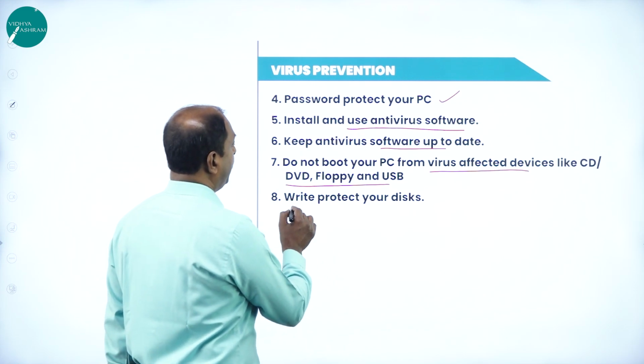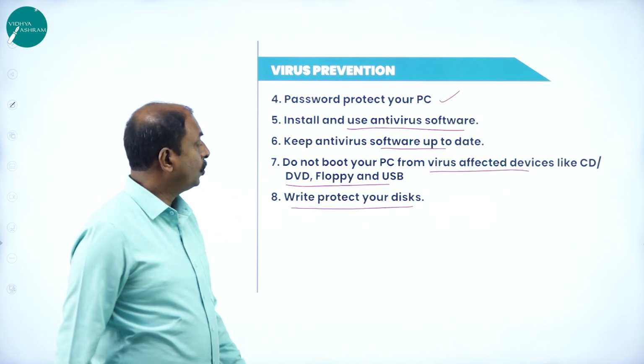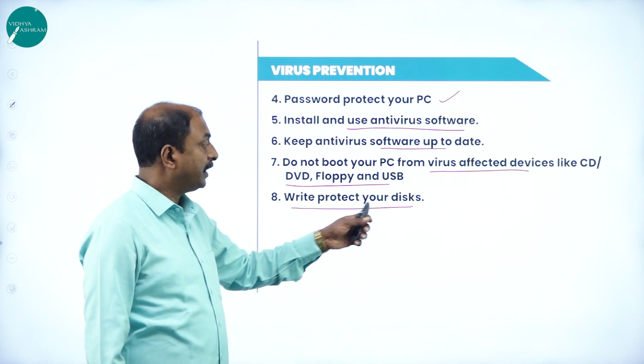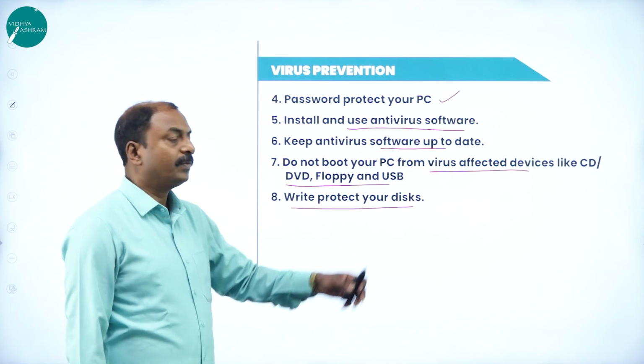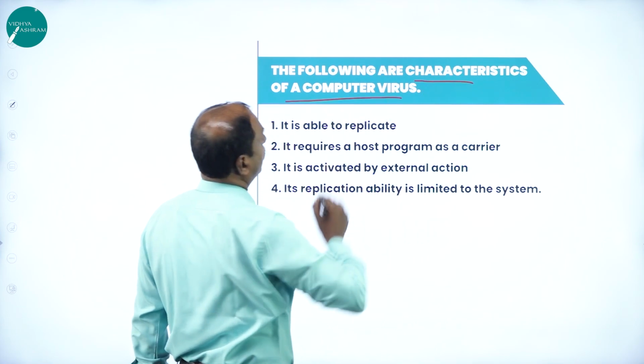Next one is write protect your disk. There will be an option called write protect. If you use it, you cannot copy any data onto the disk. So it is better to write protect our disk. Next one is, what are the characteristics of a computer virus?